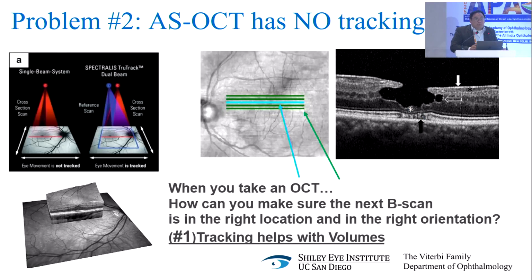That's problem number one. Problem number two, anterior segment OCT has no tracking. Tracking is very prevalent in posterior segment OCT. Usually it's some concept where we're taking an image in the back of the eye, looking at the blood vessels to determine where we place the actual OCT. Tracking gives you three benefits. Number one, we create volumes. Because if you can put an OCT here and you can track, you know the next OCT is right next door, not tilted this way or that way.